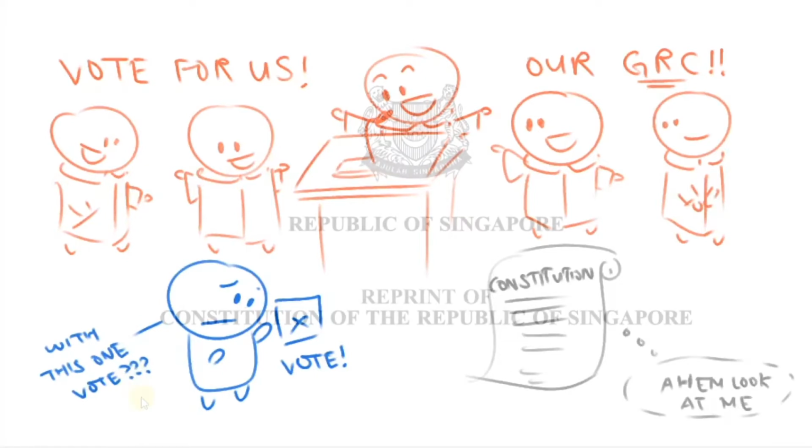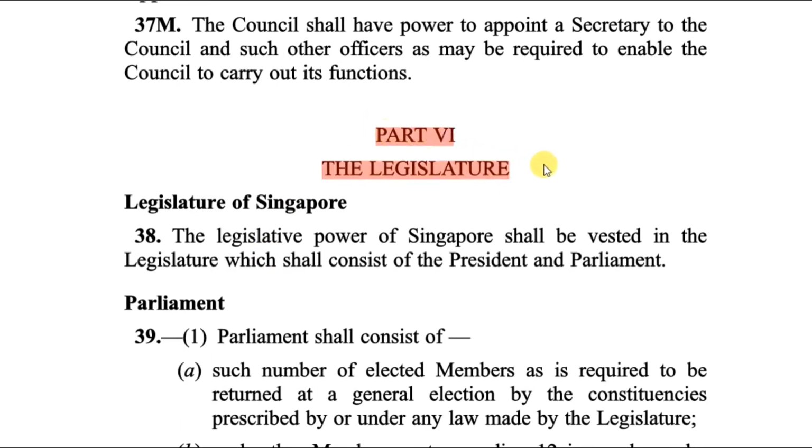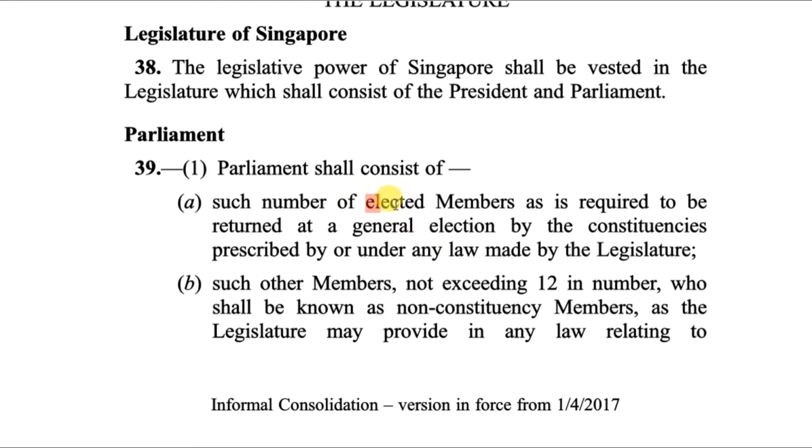So you might remember from our last video that in Singapore, the legislature is of constitutional level significance. That's Part 6 of the Constitution. You might also remember that throughout Part 6 of the Constitution, the word "elected" appears quite a few times. This indicates that parliamentary elections themselves are of constitutional level significance.